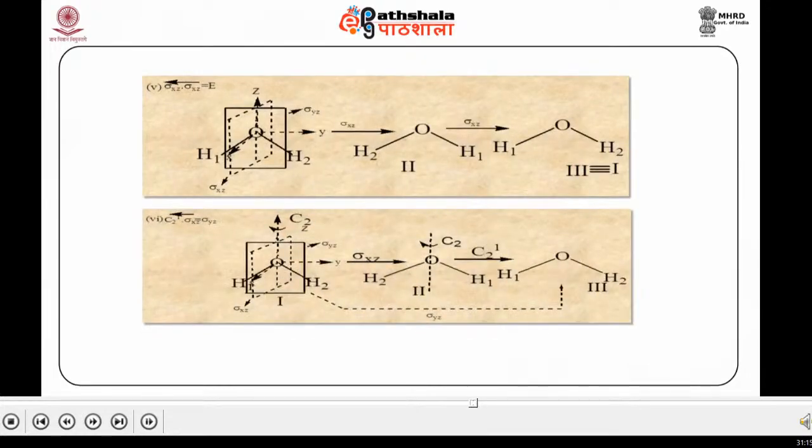Thus, all the four properties of a group, sigma xz, sigma yz, C2, E, have been verified.